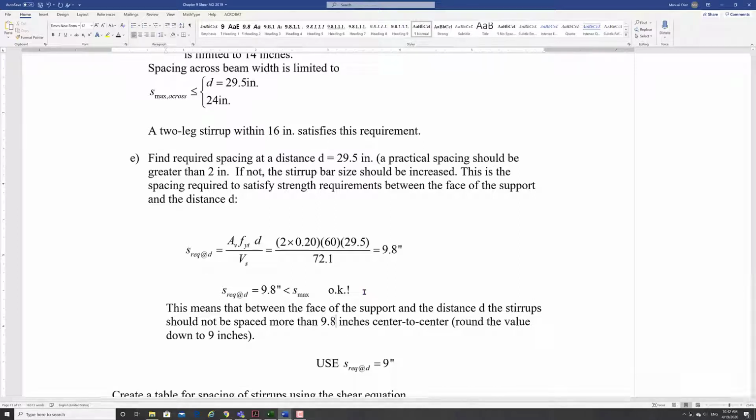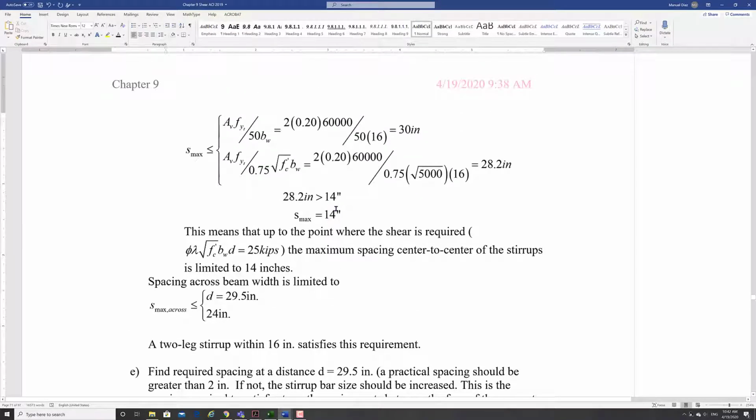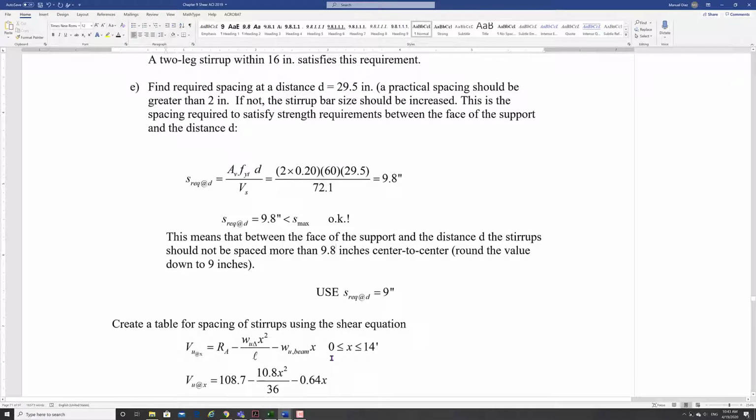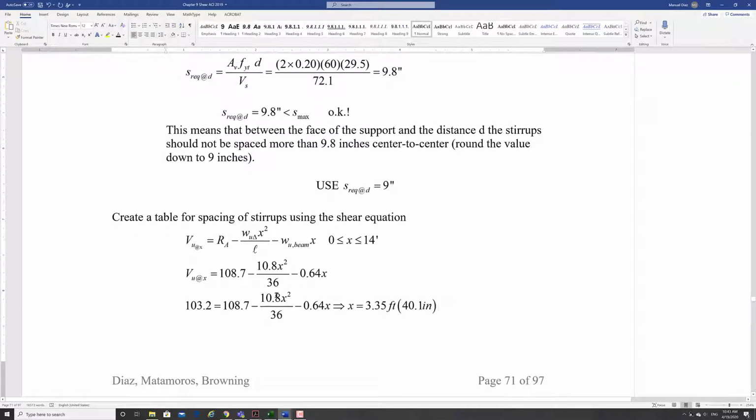So 9.8, and that means I'm going to use 9 inches. Okay, so my required spacing is 9, my maximum is 14, my minimum is controlled by 28, right? Okay, so here is the 9, and now we're going to create a table. We're using the same equation, right? And we know our reaction, we know our loads, everything is here. So we got a table, right?